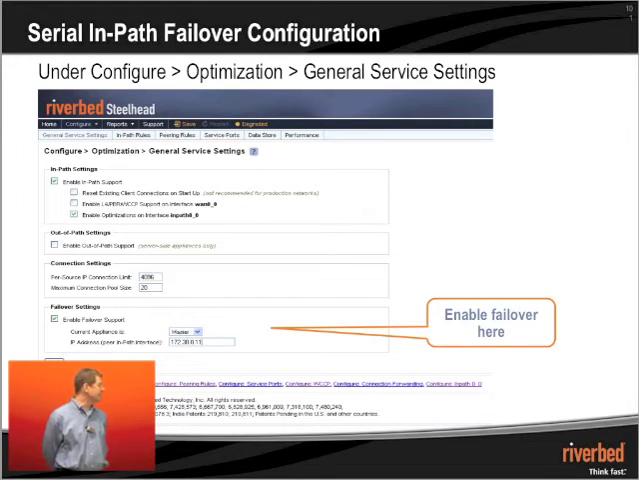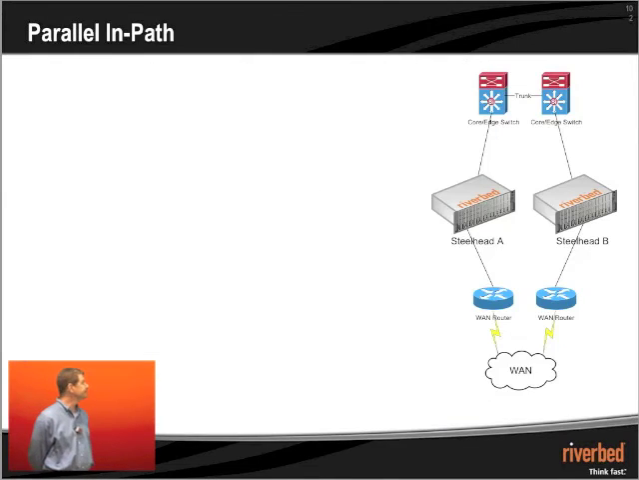We configure failover in the GUI in the Configure Optimization General Service settings, and we define whether it's a master or a backup device, and then we specify the peer in-path interface of that other device, the IP address of the in-path interface of the other device.